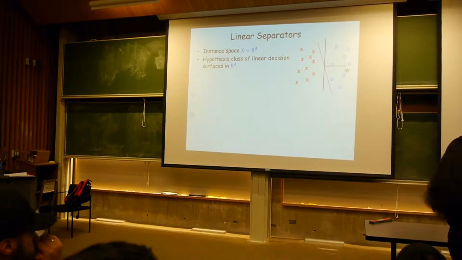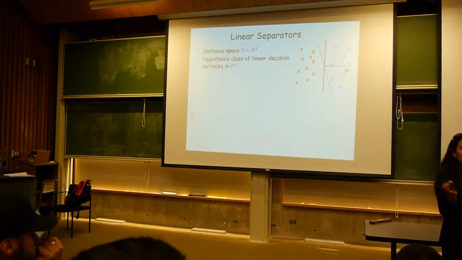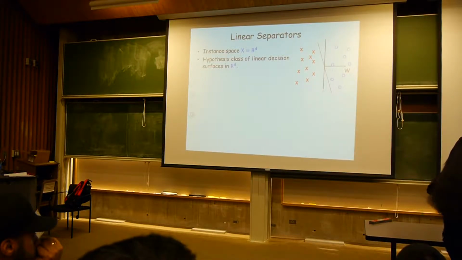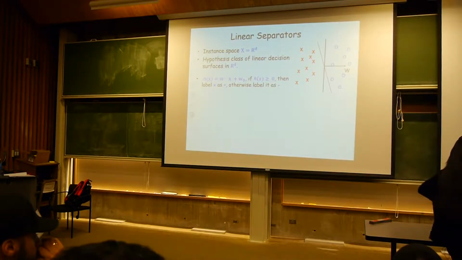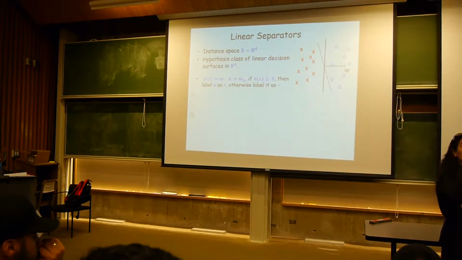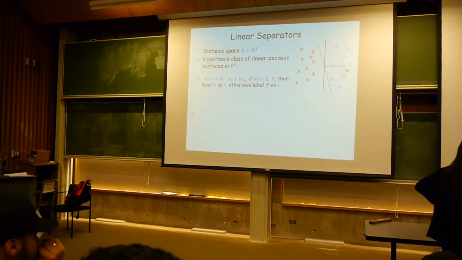And we are thinking about linear decision surfaces, like we've been seeing throughout the course. So the hypothesis class is now the class of linear separators. The linear separator is given by a normal vector W and the bias W0. For any example x, if W dot x plus W0 is greater than or equal to 0, you predict plus, otherwise you predict minus. So you take the sign of this quantity. We've seen this throughout the course.